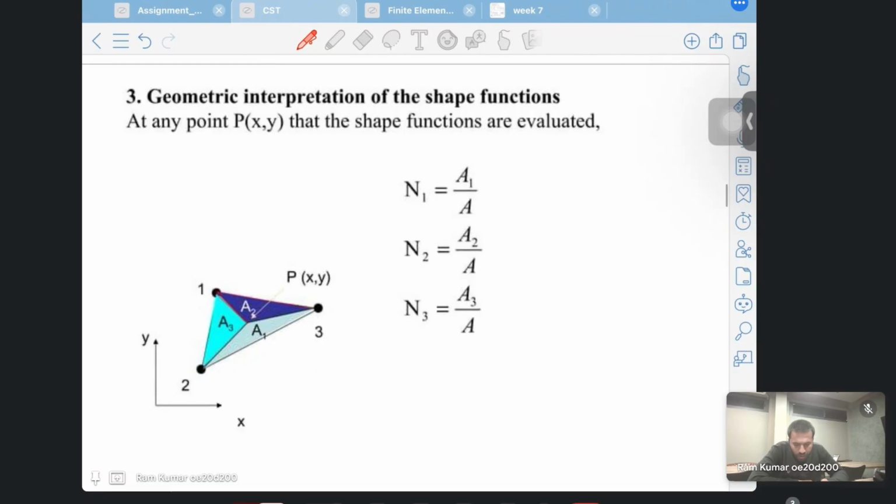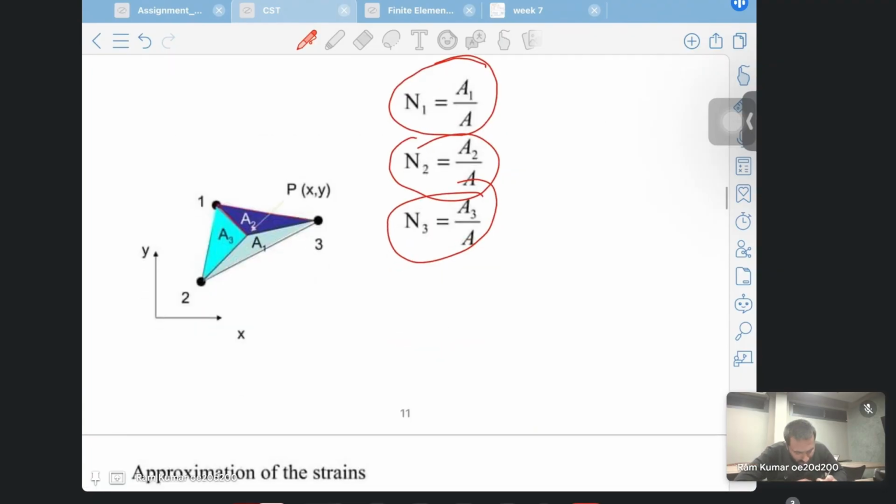So this is also another way to find the shape functions N1, N2, N3. How can we find them? I will explain in this way. This is our one element, any element, having nodes 1, 2, 3. This is what we are calling the centroid. I will say this is x comma y, it is having point P.